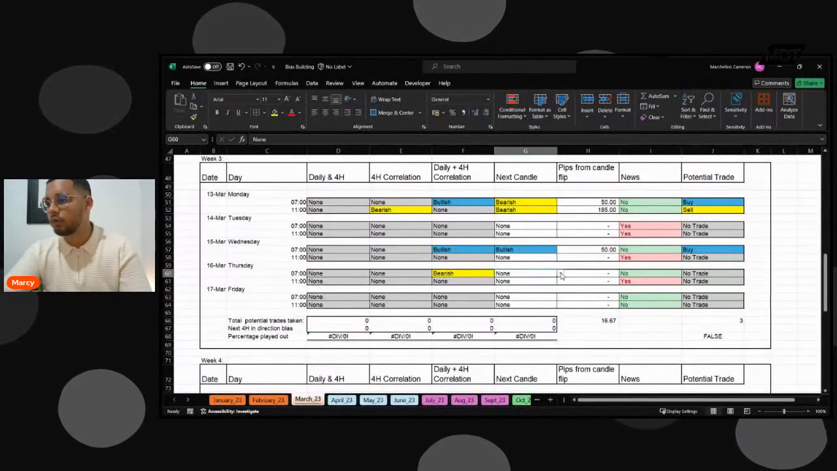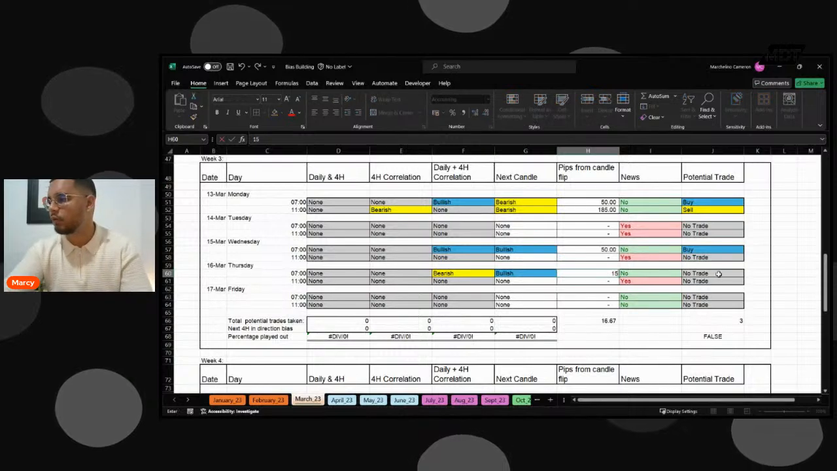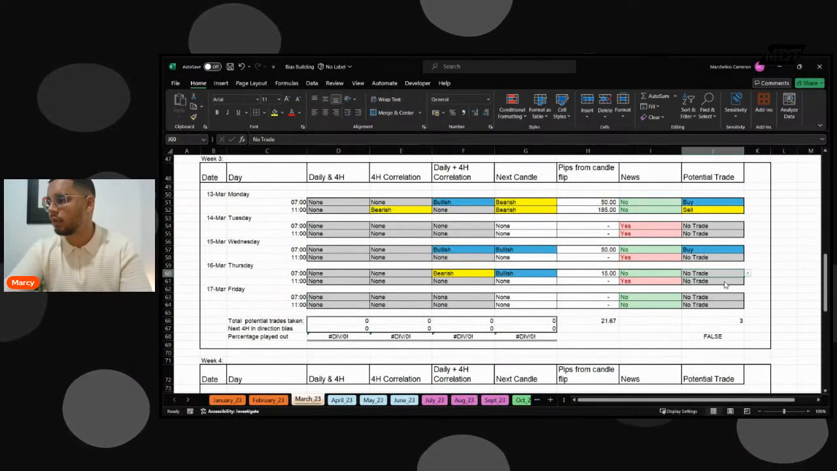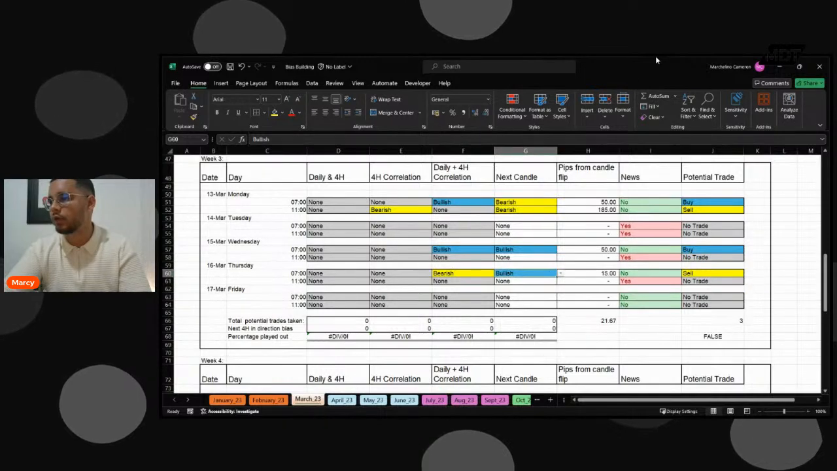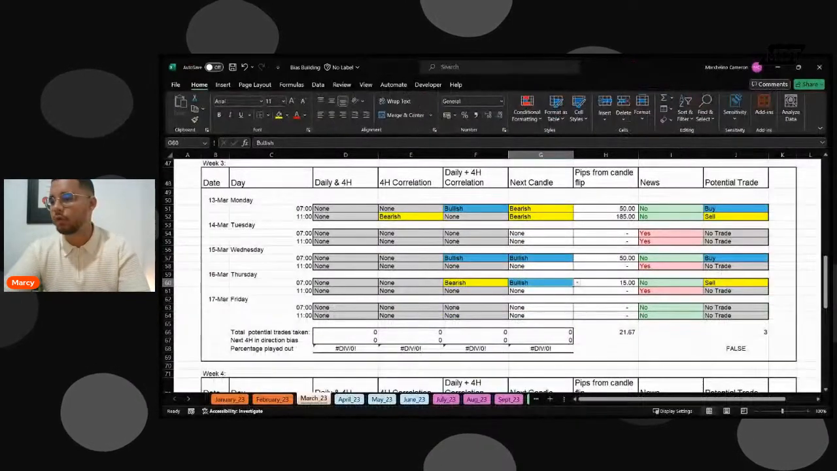So this is a bullish candle. This is 15 pips. This would have been a sell. Okay, so this would have been a loss then. That's perfectly fine. Let's go into Friday.